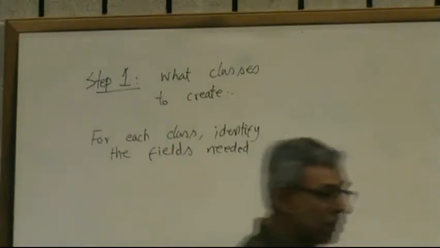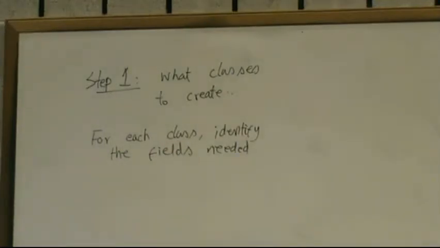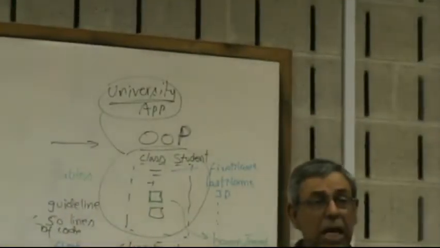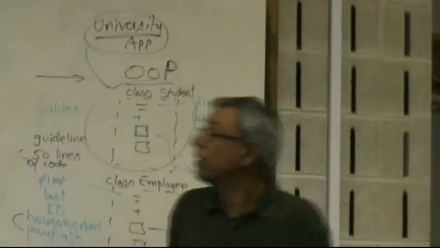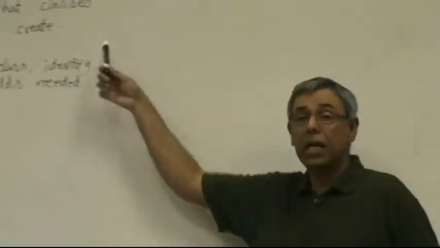So now let me go to the computer. And let's pretend our goal is to create a university application. So everybody agrees we need to create a student class. So I'll just start to create a student class. Once we create that, then I'll come back and identify the second class, the third class, right?